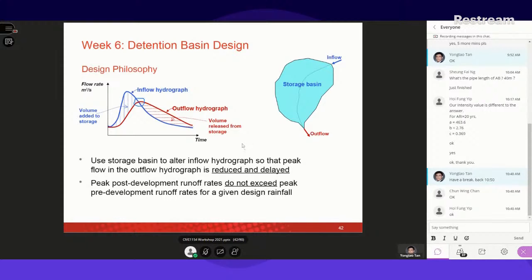Okay, so the design philosophy is just to use the storage to alter the inflow hydrograph. So the peak flow in the outlet is reduced and delayed. So this is the design philosophy. The design criteria for the quantity control, and the second is the design criteria for the stormwater quality control. So the peak post-development runoff rates should not exceed the pre-development runoff rates.